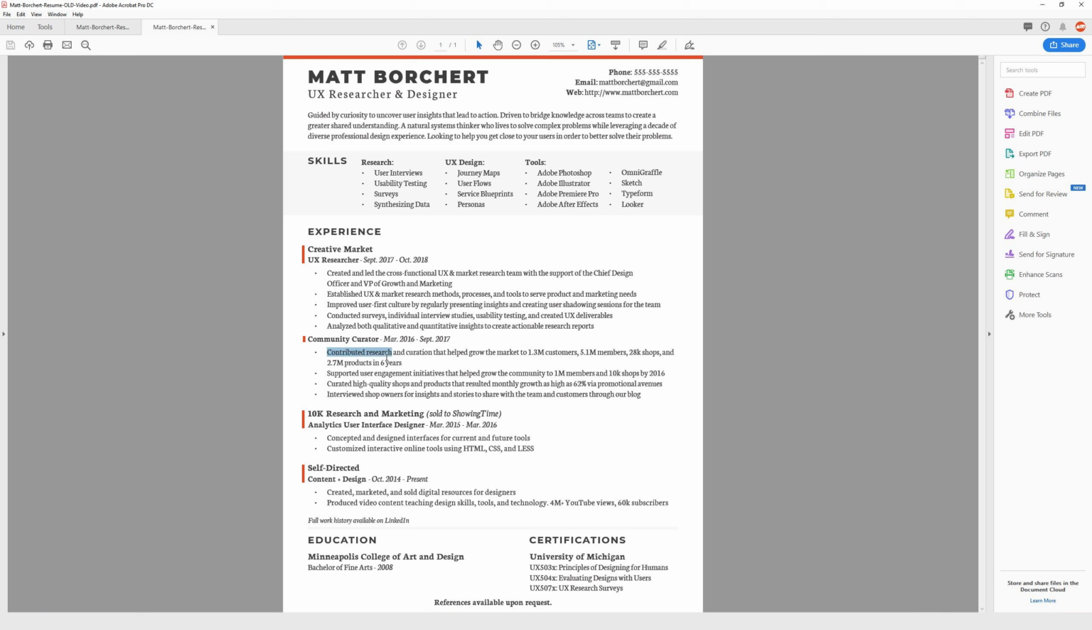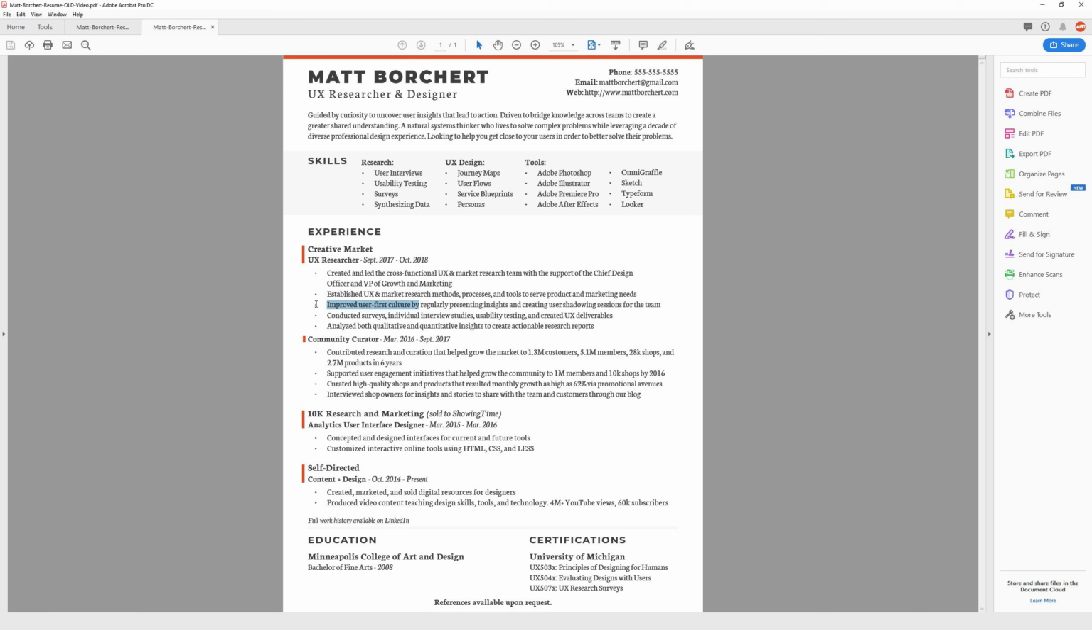And perhaps a better version of that, so you can see what I'm talking about, is this one that says contributed research and curation that helped grow the market to 1.3 million customers, 5.1 million members, 28,000 shops, and 2.7 million products in 6 years. So that both explains what I was doing, but it also explains how that helped the company and how my actions ultimately tied into that business's story. So another example of that was supported user engagement initiatives that helped grow the community to 1 million members and 10,000 shops by 2016. And some of these too might not be tied to hard metrics because that isn't always a reasonable thing for what your particular role might be, but you can just talk about how that impacted the people that work at the company.